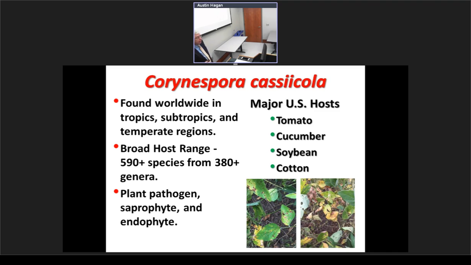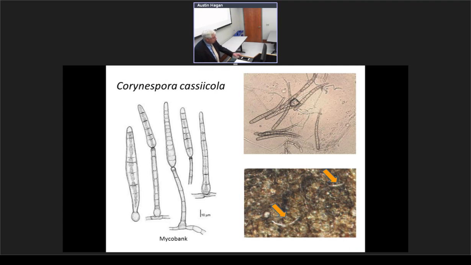The fungus itself is found worldwide, basically anywhere major crops are grown. It has a very broad host range, and it's a plant pathogen, saprophyte and endophyte, and actually has been identified as a human pathogen from time to time. For those of us in the United States, it mainly has been historically a problem in vegetable crops, particularly tomatoes and cucumbers. But we have had historical issues with it in soybeans, and now it has popped up in cotton.